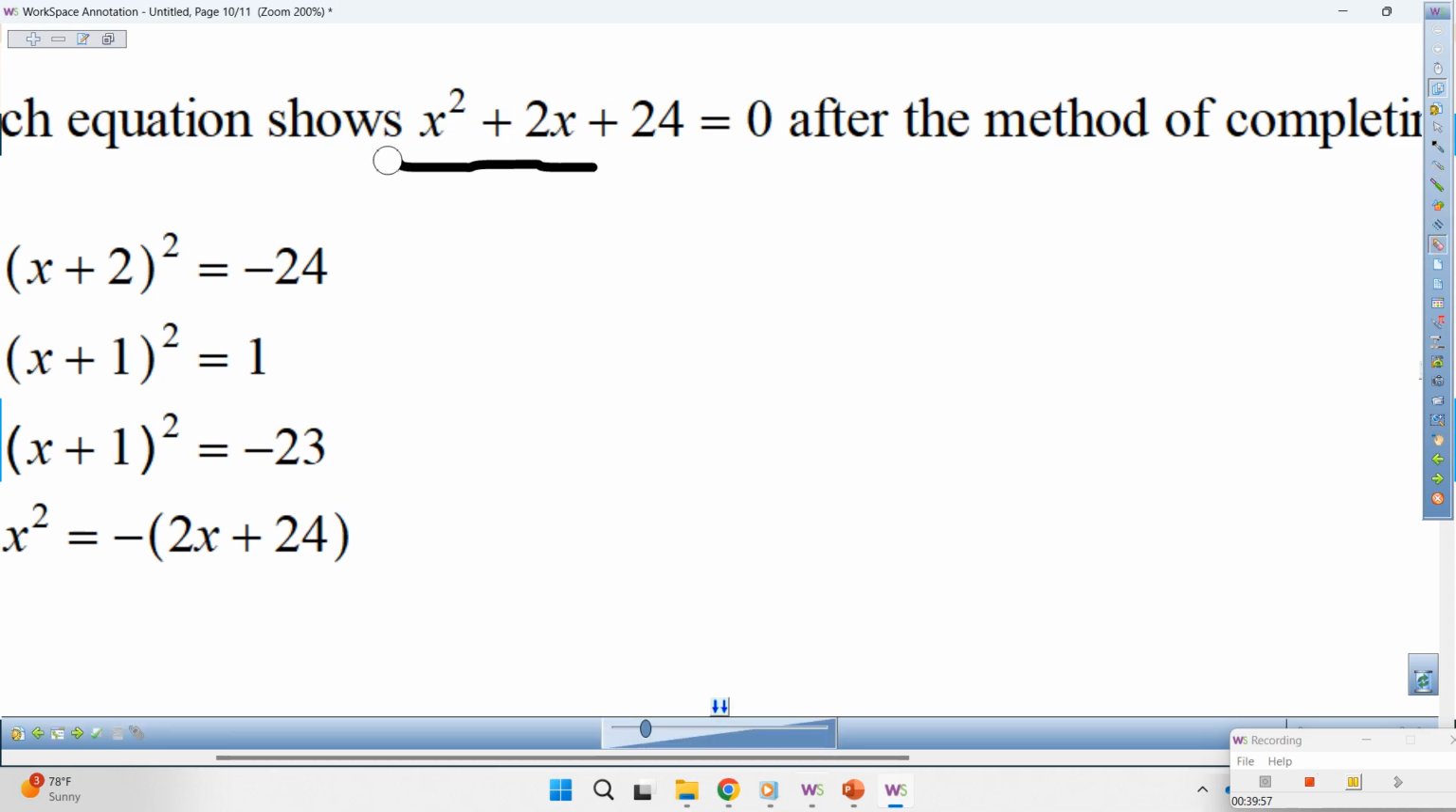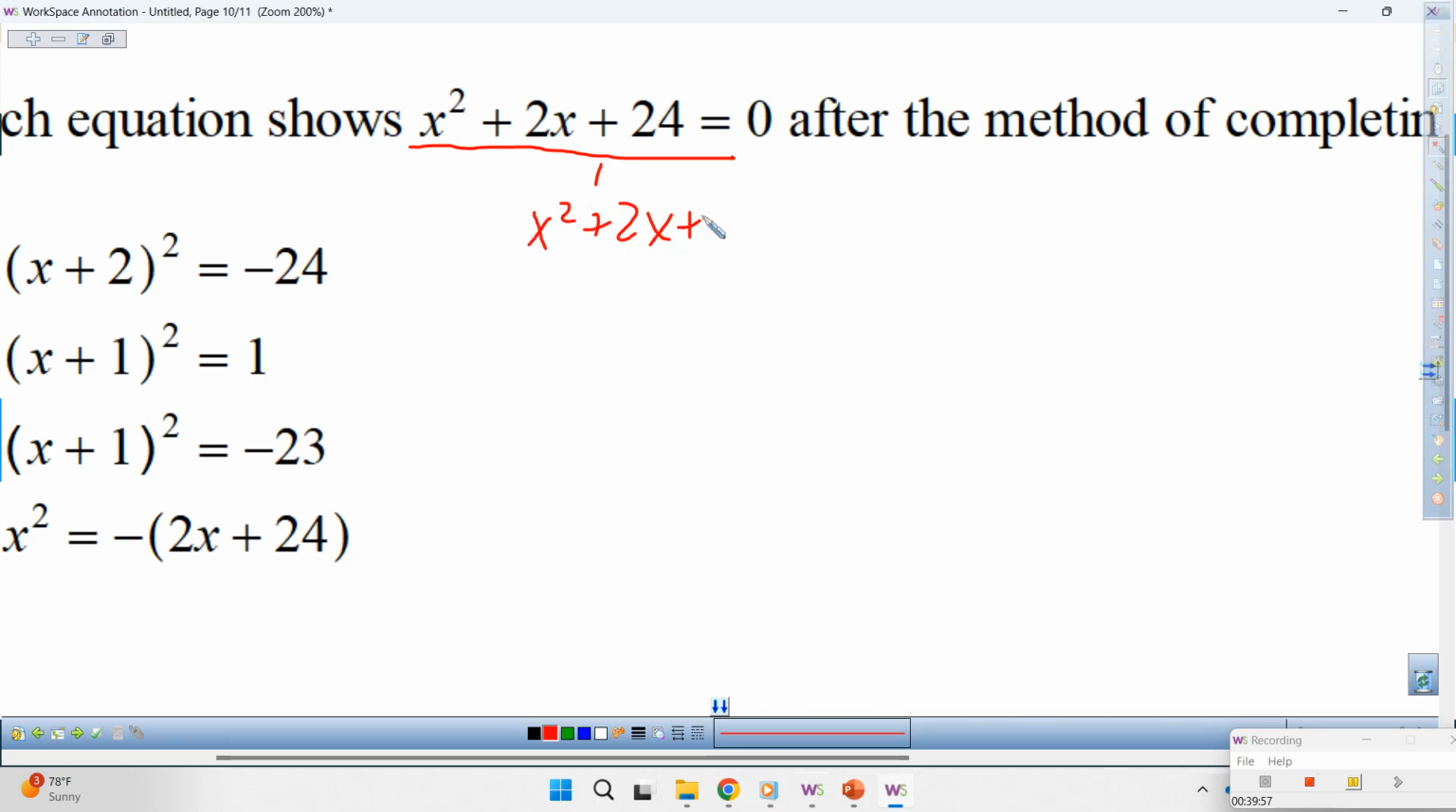Now it says here, solve it by completing the square. What is my first step, everyone? Divide by the leading coefficient, yes? So divide by 1. X squared plus 2x plus 24 equal to 0. Next, what do we do? Get rid of the 24, so minus 24, minus 24. X squared plus 2x, empty space, equals negative 24.